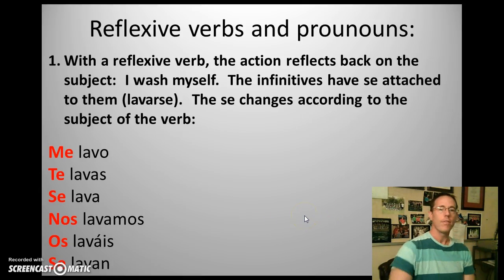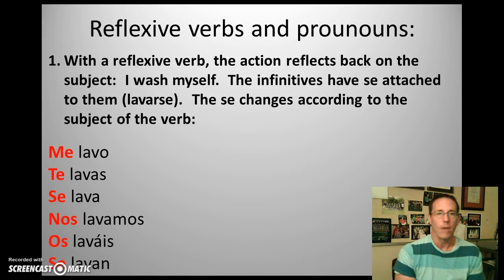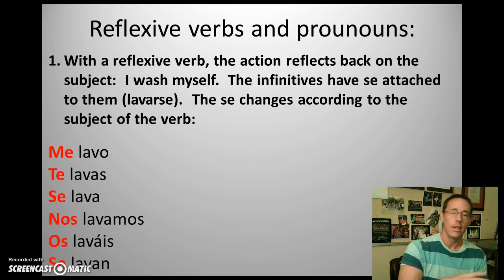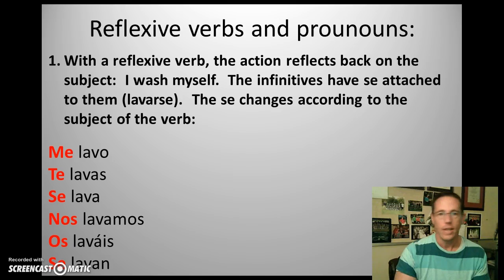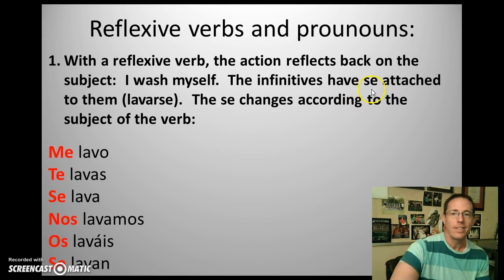So reflexive verbs and pronouns. With a reflexive verb, the action reflects back on the subject. For example, I wash myself. Normally I just say I wash, but in Spanish that myself component is always included in the pronunciation. The infinitives have a se attached to them, like instead of lavar, it becomes lavarse. The se changes according to the subject of the verb.